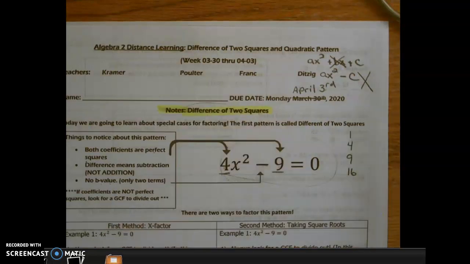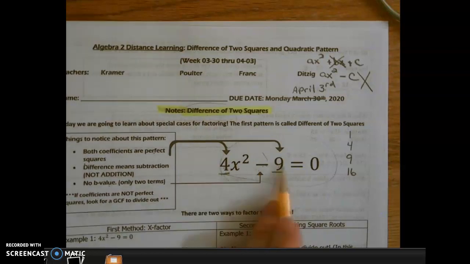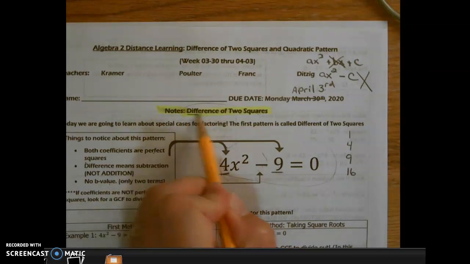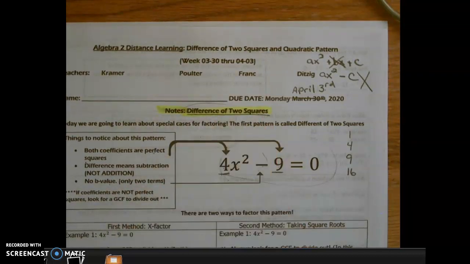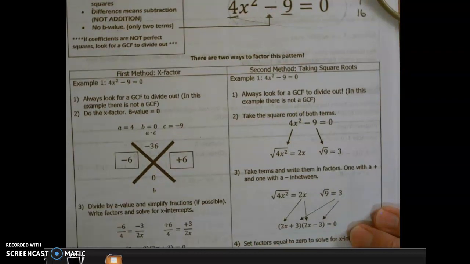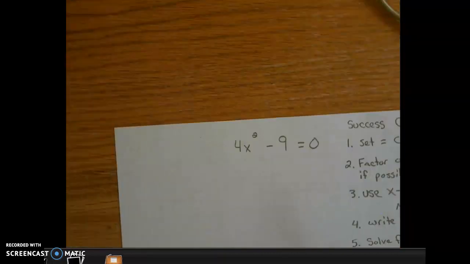Now, what we're looking at here is a special circumstance for factoring. So if the b value is missing, and these are perfect squares, then we're going to have something that's called the difference of two squares. So now everything is written out for you, but I'm going to go ahead and go through this problem using my success criteria.